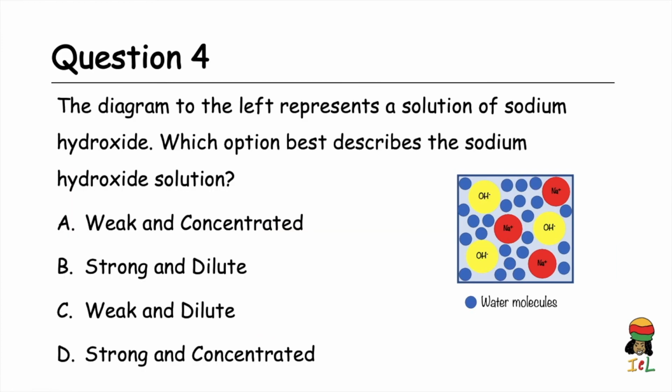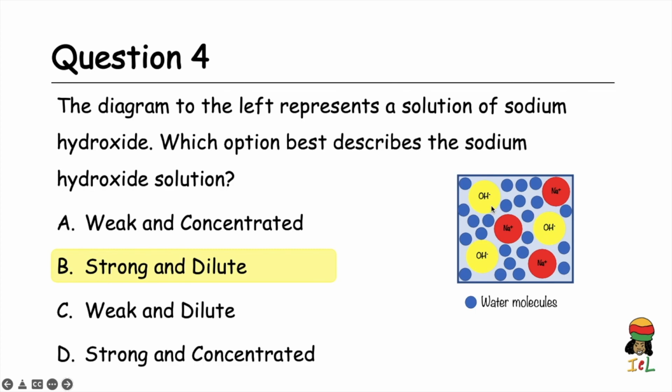Question 4. The diagram to the left represents a solution of sodium hydroxide. Which option best describes the sodium hydroxide solution? A. Weak and concentrated. B. Strong and dilute. C. Weak and dilute. D. Strong and concentrated. The answer is B, strong and dilute.